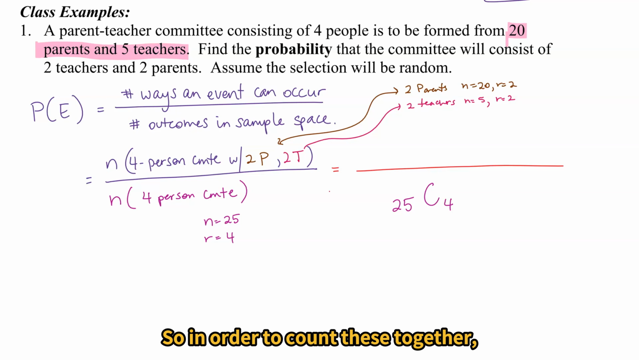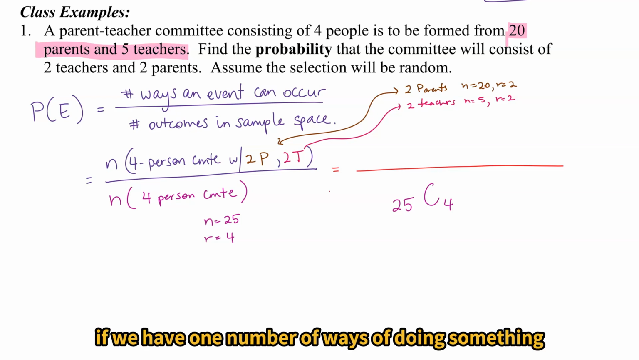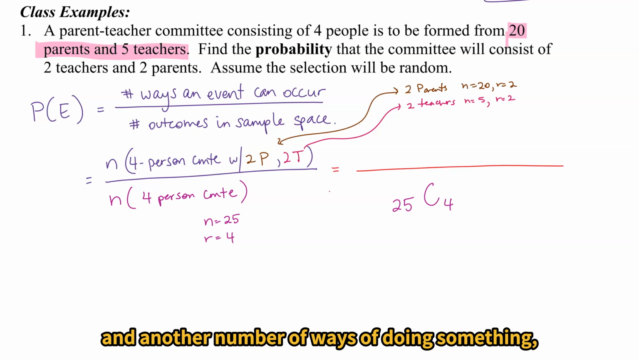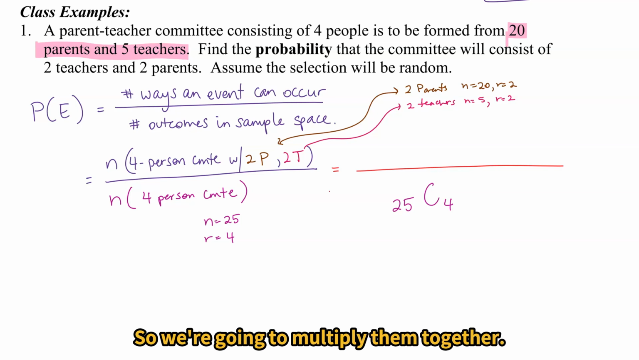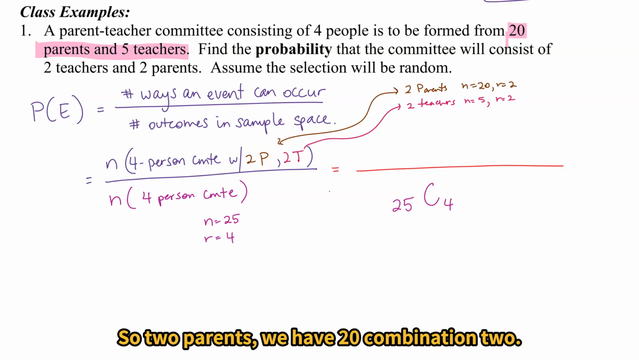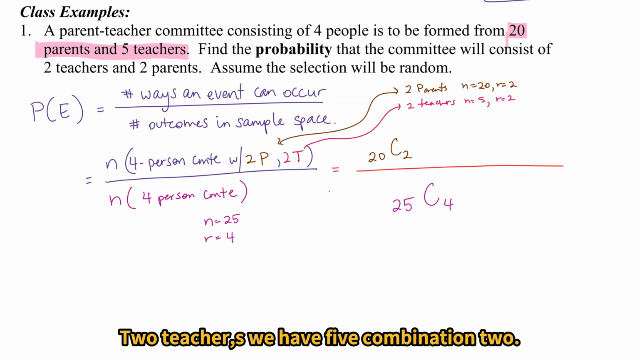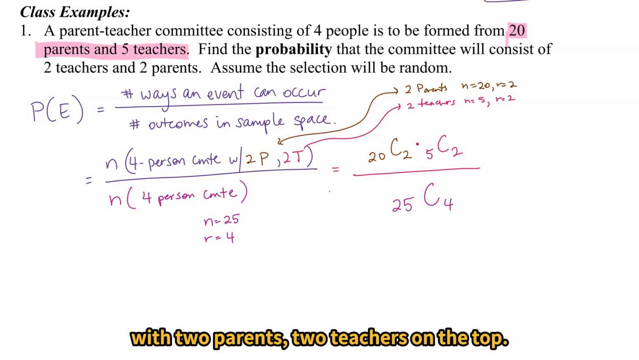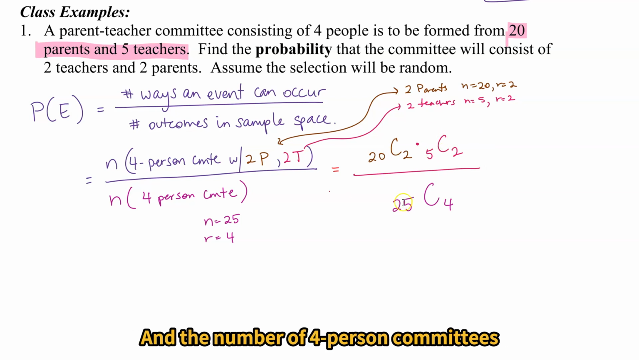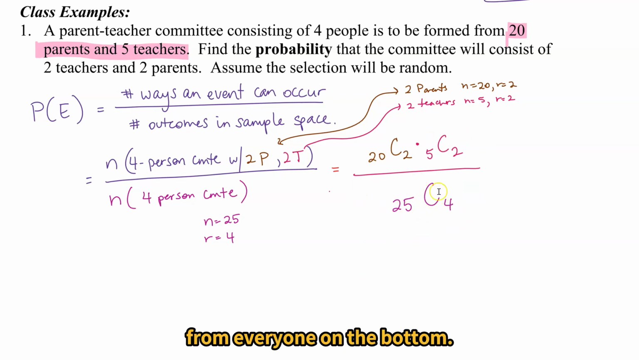So in order to count these together, if we have one number of ways of doing something and another number of ways of doing something, then to do those things together, that's our multiplication axiom. So we're going to multiply them together. So 2 parents, we have 20 combination 2. 2 teachers, we have 5 combination 2. We're going to multiply between them. And that's how we would count the number of 4-person committees with 2 parents, 2 teachers on the top, and the number of 4-person committees from everyone on the bottom.